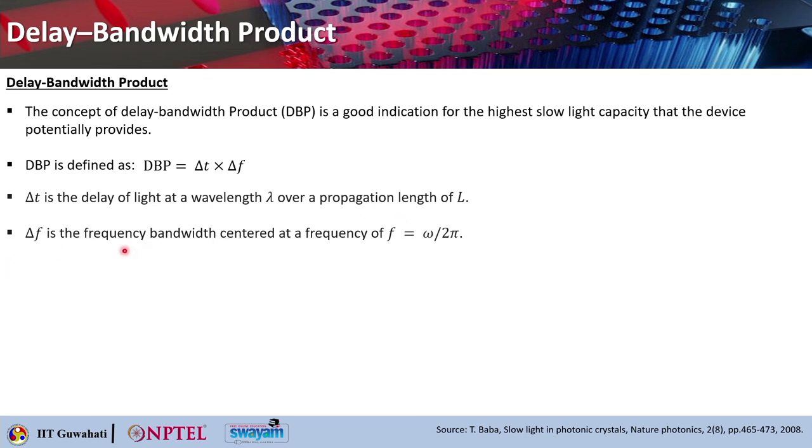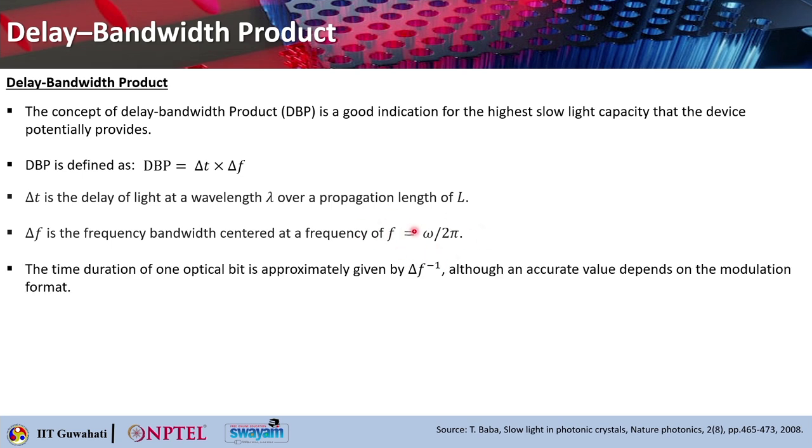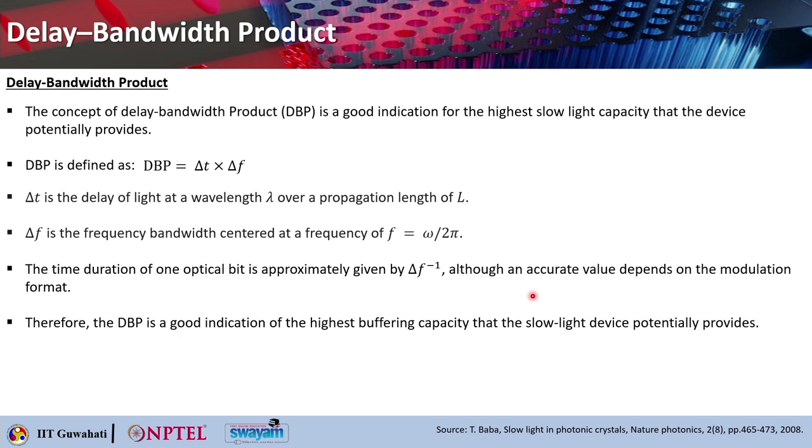And what is delta F? That is the frequency bandwidth centered at a frequency F, which is omega by 2 pi. The time duration of one optical bit is approximately given by delta F inverse, although an accurate value could depend on the modulation format that you are using.